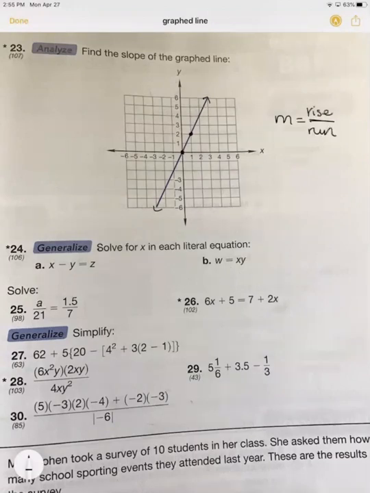M equals my rise over my run. Now, let's figure out what that is. Let's start at the lower point, and we're going to rise until we get on the level with the upper point, and then we're going to run. We went up 2 units. We went to the right 1 unit. So my rise goes in my numerator. It's a 2, and the denominator is a 1. So my final answer is m equals 2, and my slope is 2.